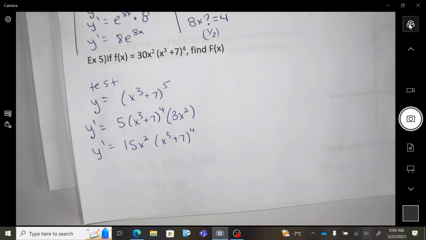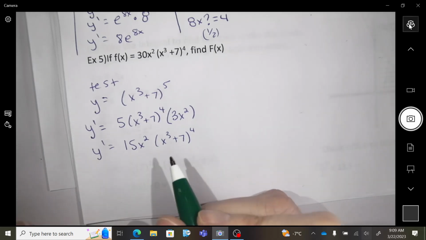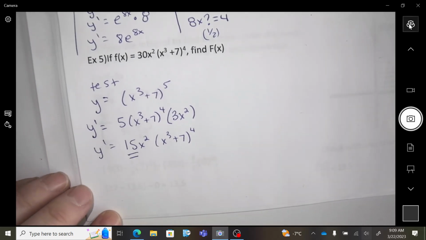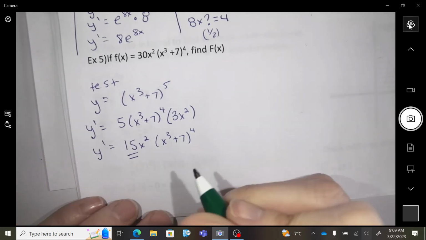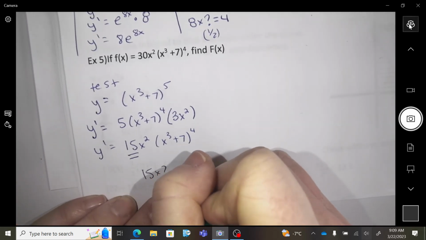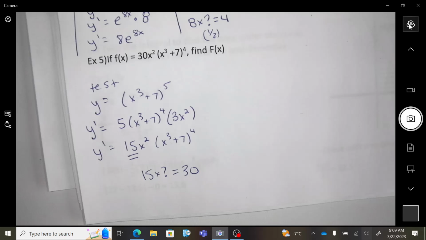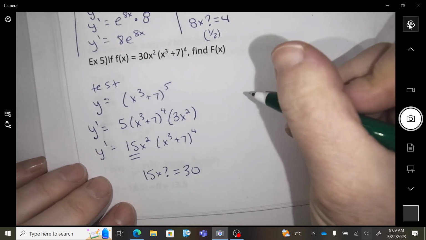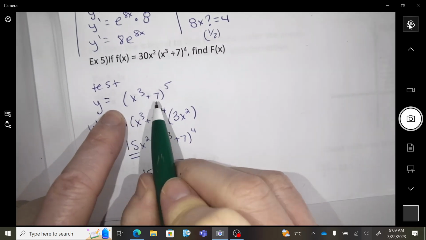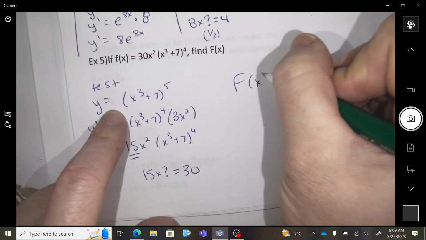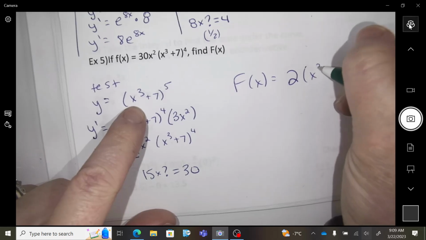Did we end up with the result we wanted with our tester? Not quite. I needed a 30 and I got a 15. So 15 times what to produce the 30 means I'd have to have a 2 yet in front. So in front of my start, I need a 2 in front of the test.